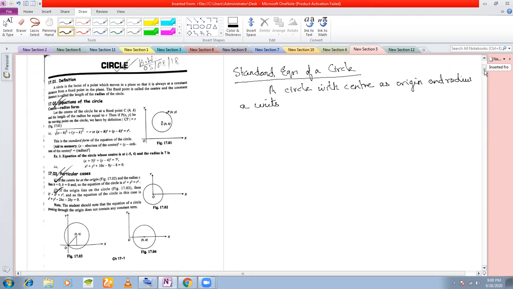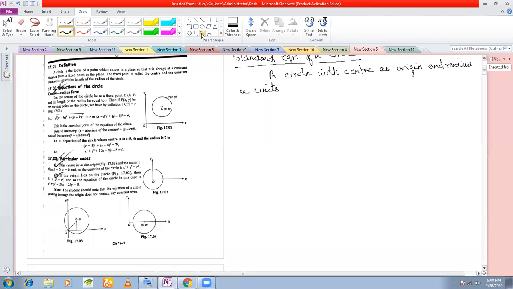What is the equation of this circle? x square plus y square equals r square. But how are we getting that? (x minus 0) whole square plus (y minus 0) whole square equals r square.